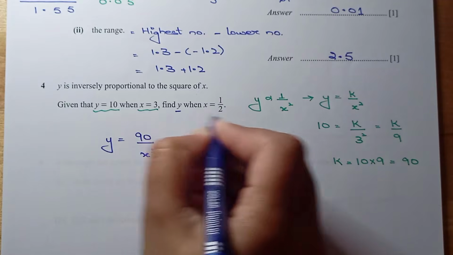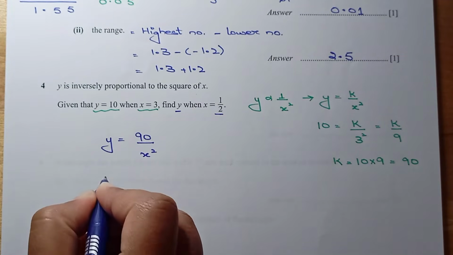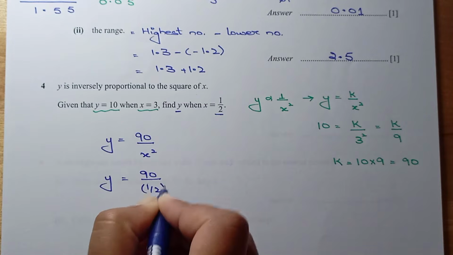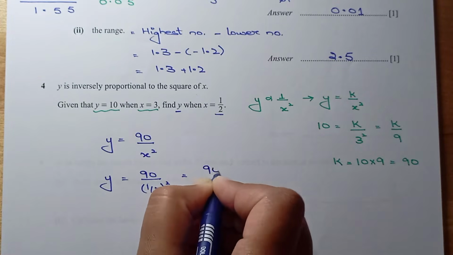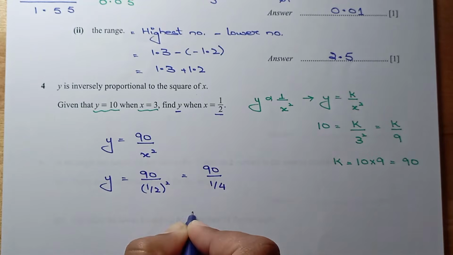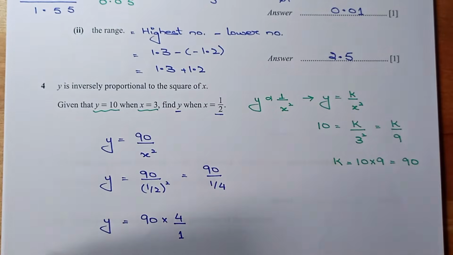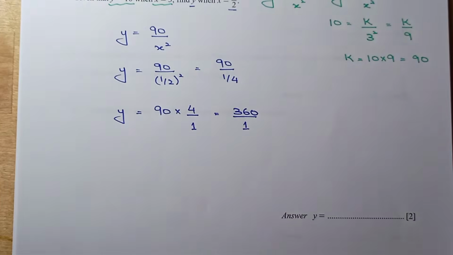Now we need to find y when x is 1 by 2. So y, and we have 90 over 1 by 2 whole square. So here we have 90 over 1 by 4, or we can say y is equals to 90 times 4 by 1. So we have 9 times 4 is 36, and we have a 0 dividing by 1. So the y value is 360 when x is 1 by 2.